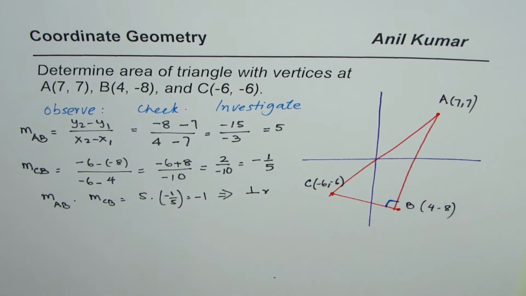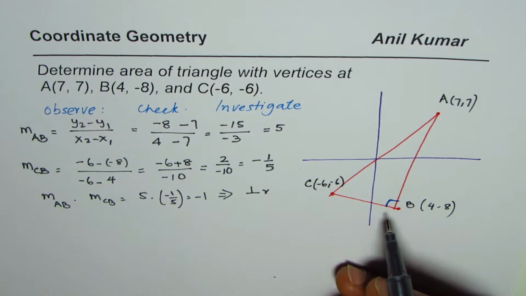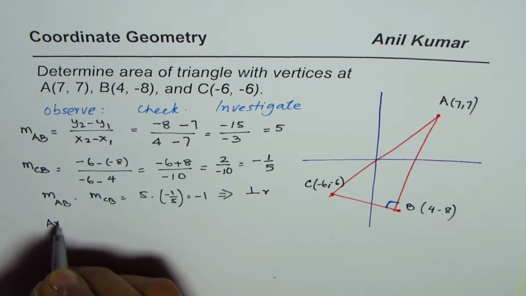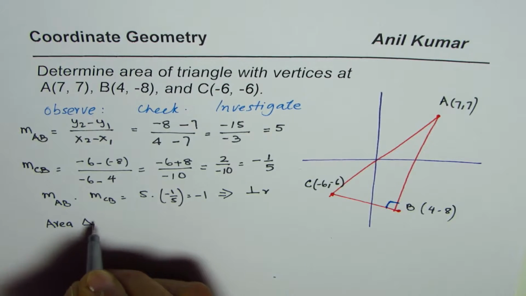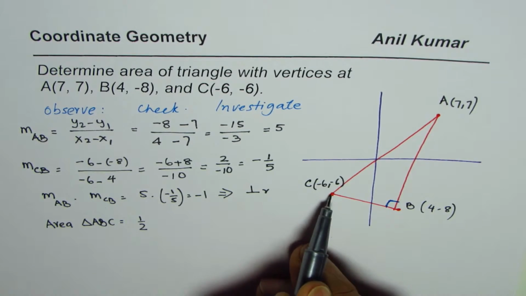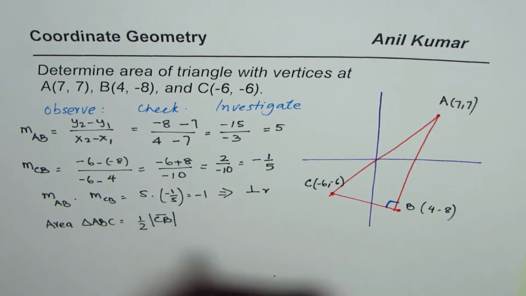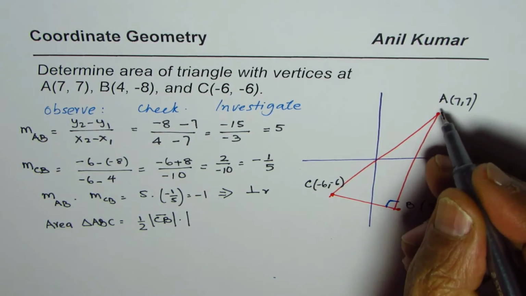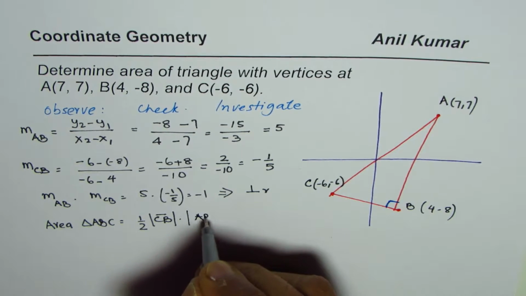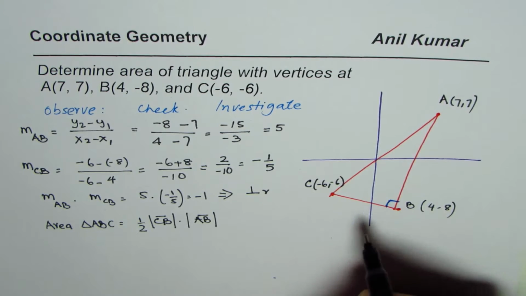Now, since these are at right angles, the formula for the area becomes very simple for us. The area of triangle ABC is half of the length CB, the base we can say, times the length AB. Let us now calculate the lengths.